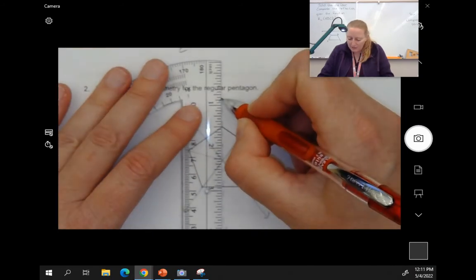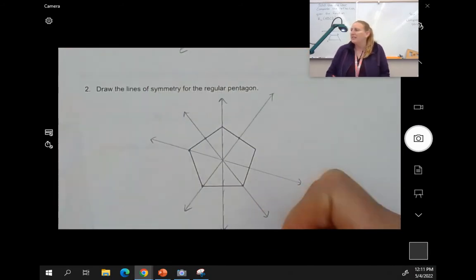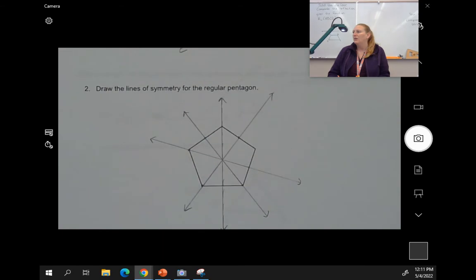There's like 5 lines. I'm going to redraw this one. There's like 5 lines of symmetry here. Wow. You could fold it on any of those, and the 2 sides would fold right on top of each other. They would be perfect.